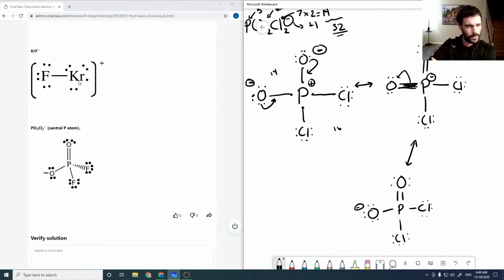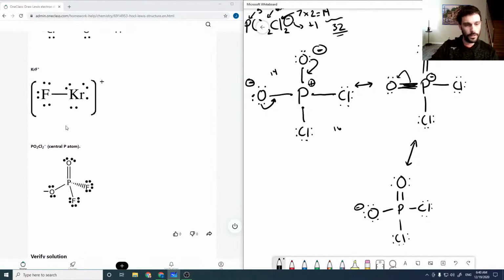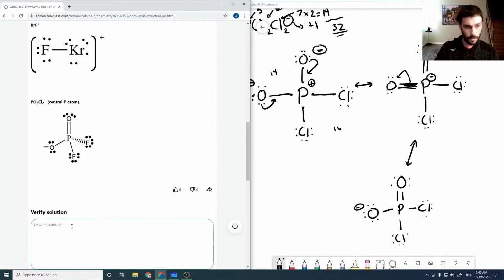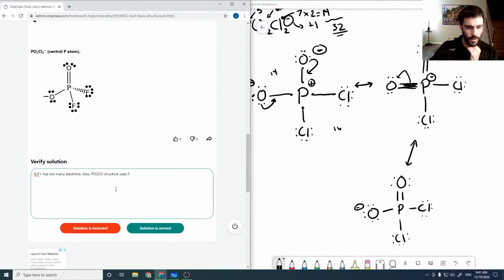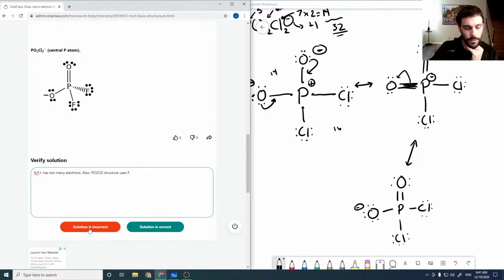I'm going to have to say it's incorrect though, just because of the KrF plus solution, which has too many electrons. Also the PO2Cl2 structure uses fluorines. So I'm just going to say it's incorrect because of the KrF plus solution there.